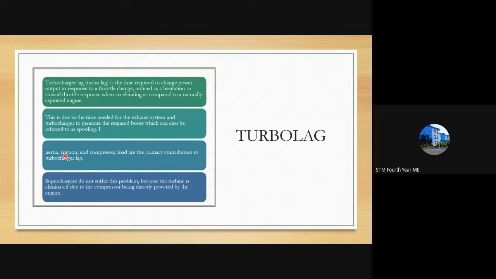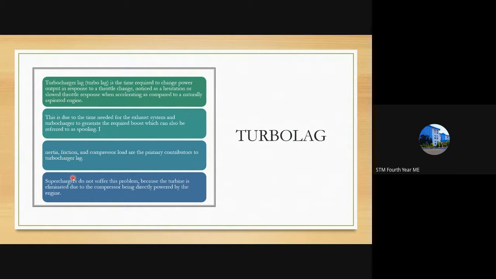So friction and inertia will be high. Inertia at rest will be very high. Friction will also be high as it has to start running. So due to these factors, turbo lag is observed.